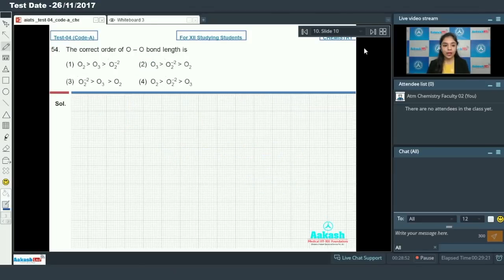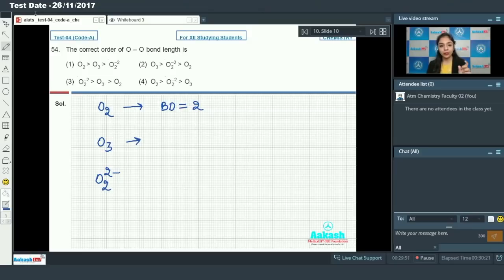So moving on to the next one, we have question number 54, which says that the correct order of oxygen-oxygen bond length is. We have the O2 molecule, the O3 molecule, and O2 2 negative. In the O2 molecule, you know that the bond order is equal to 2. The O3 molecule is a resonance hybrid, so the bond order lies between 1 and 2. So bond order is equal to 1.5. And in O2 2 negative, the bond order is equal to 1.